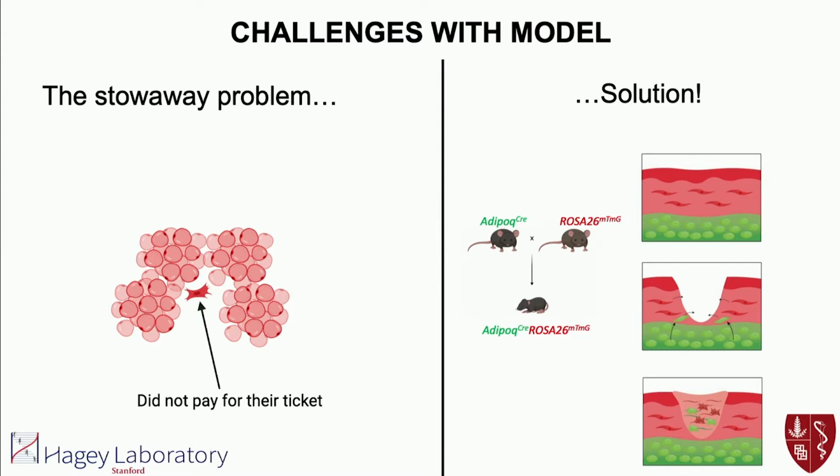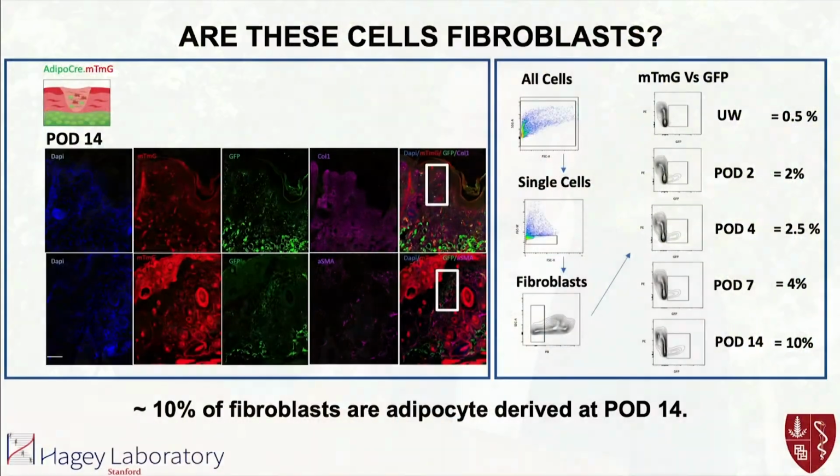This lineage tracing model is when a cell expresses adiponectin, so adipocytes, they are permanently turned green, and all other cells are red. And so if we see a green fibroblast in the wound, we know that it was of an adipocyte lineage. So the first question we wanted to answer is, are these even fibroblasts that we're looking at?